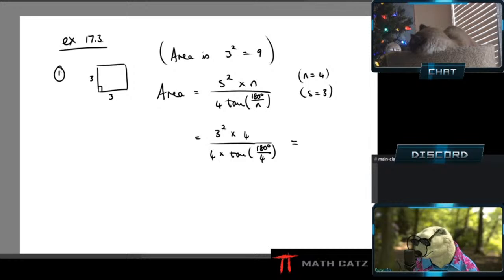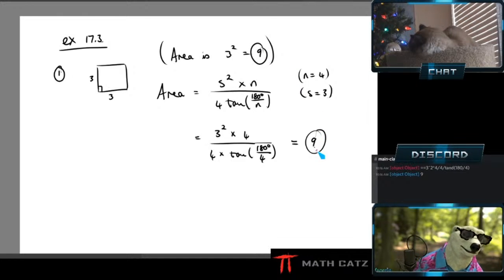So I have 3 squared times 4 divided by 4 and divided by tan in degrees of 180 divided by 4, like so. And big surprise, which should not be a surprise, I get 9. I should have gotten 9. So this is a way that we often do this. If we have a fancier formula, we apply it to something we already know the answer to, to verify that it works even in these simple cases.